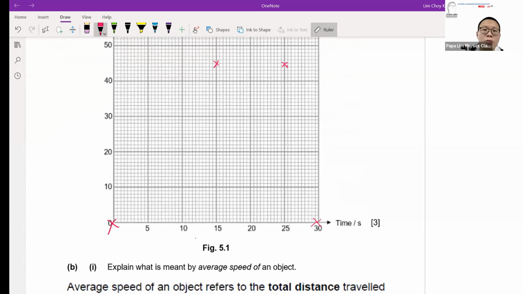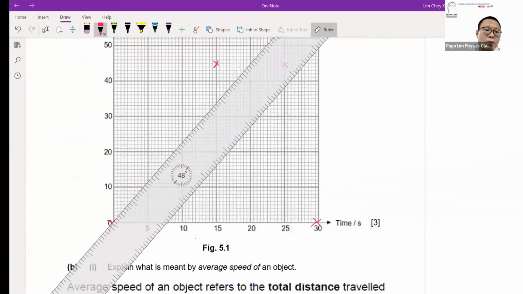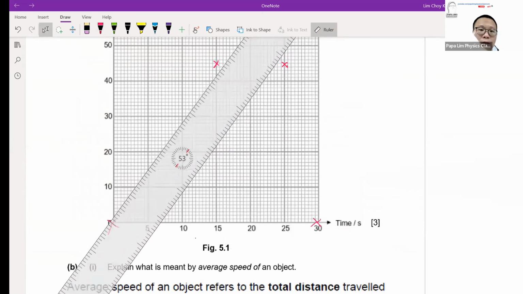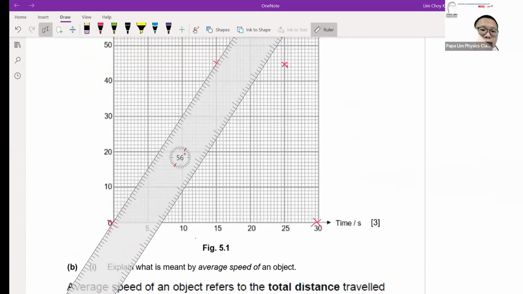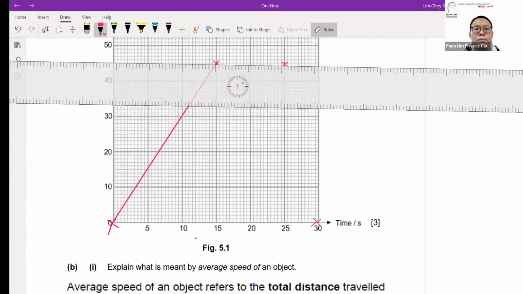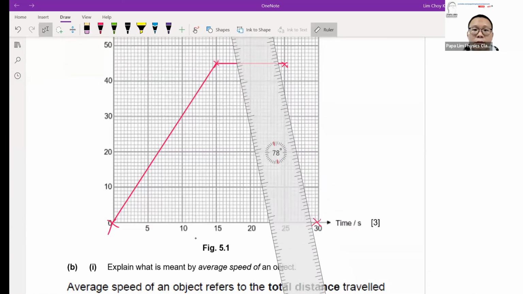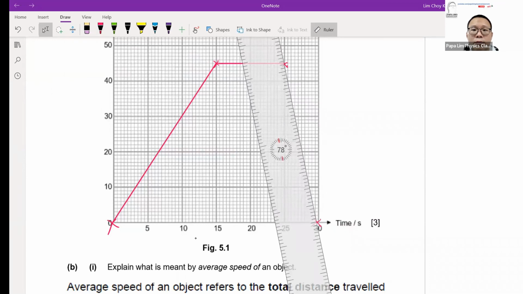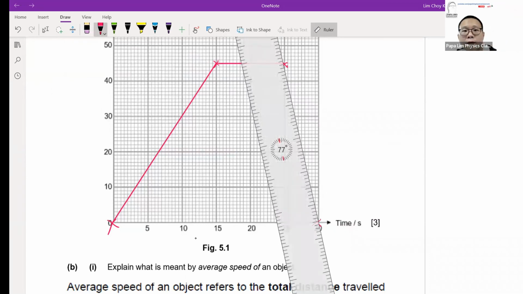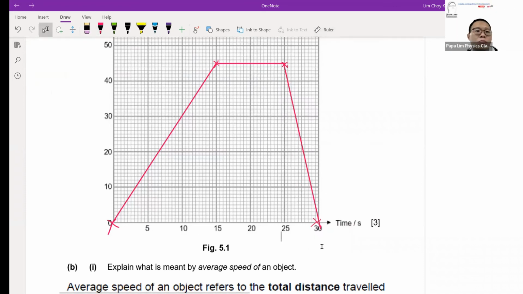With that, you take a ruler and connect all the points, and you will get a nice shape. If I'm not wrong, it should be a trapezium shape. So this is the line you're talking about. If you complete the graph based on the story, you get this. So this will be the shape that the question is referring to.